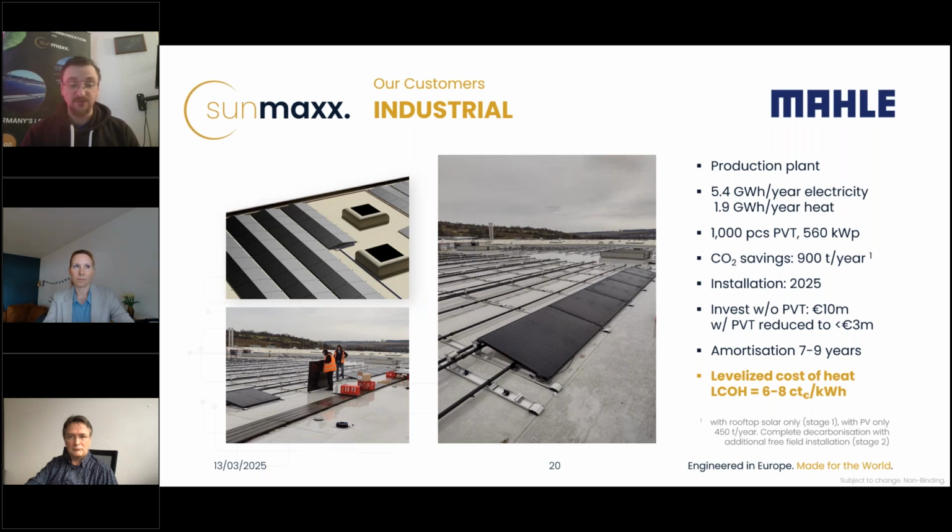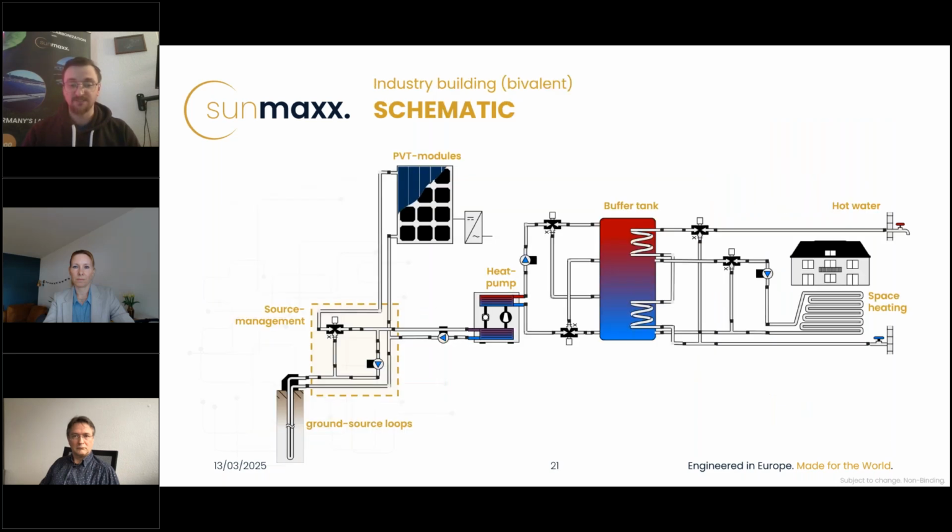And very interesting, the first idea was just to use an earth probe field. There we would have had costs of 10 million euro. Because we used PVT, we could reduce the earth probe field by 75%. Now the costs for the whole project are 2.3 million euros. So we saved 75% of the costs.